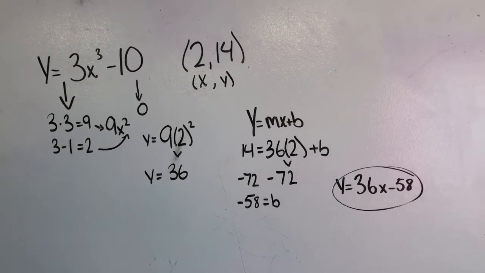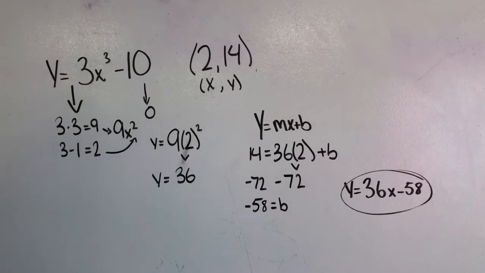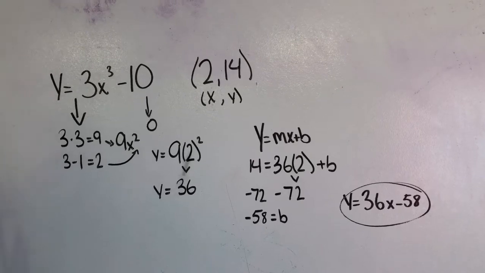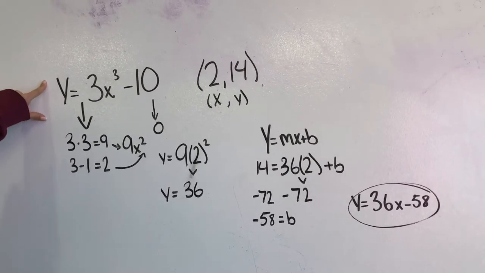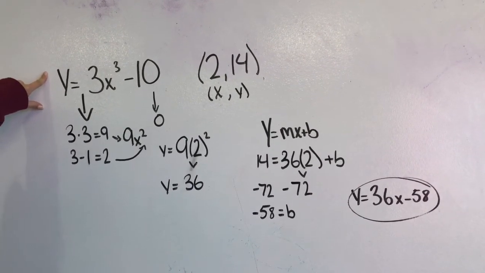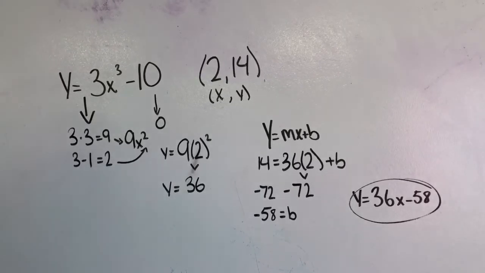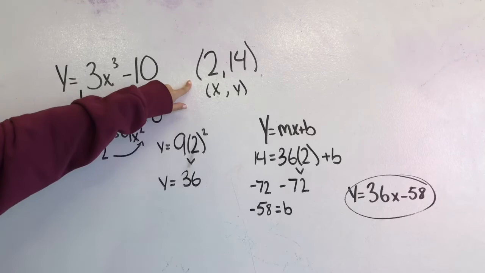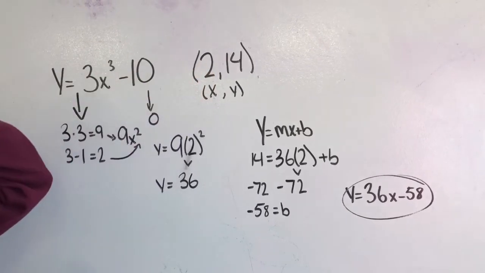Okay, so for this problem we're going to explain the power rule and how to find the equation for a tangent line. So this is what we're given. Y is equal to 3x to the 3rd minus 10. And then we're given this point here, which is 2 and 14.